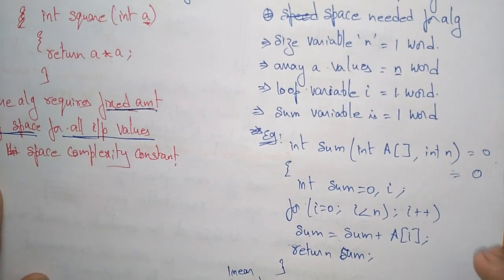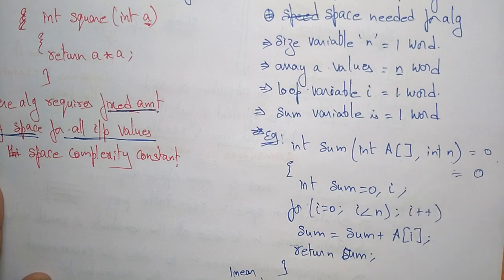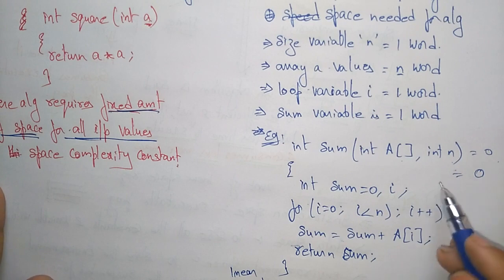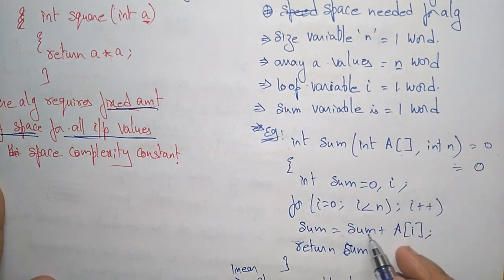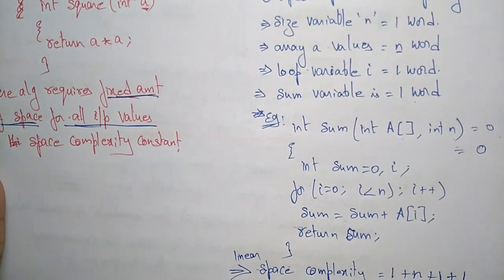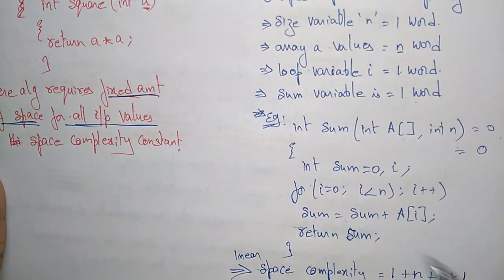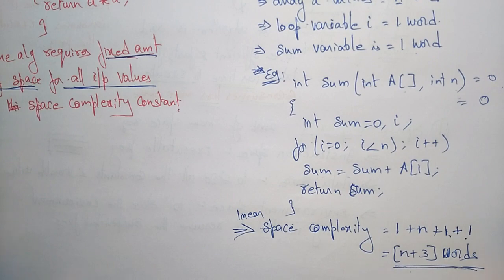The size of variable n is one word, because it is only one variable. Here we have taken the array, and an array means a group of variables, so n words. The loop variable i takes one word, and for sum we have taken one word. So the total space complexity for this example is n + 3 words. This is how to calculate the space complexity.